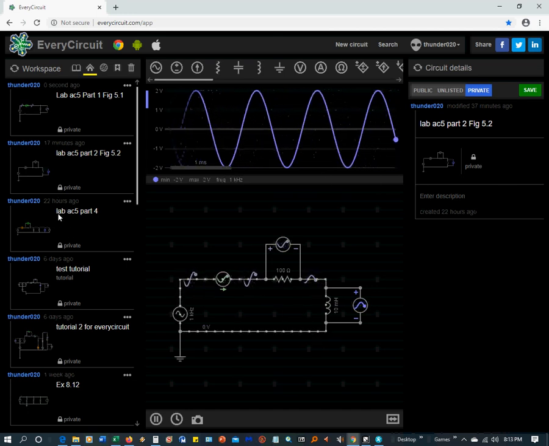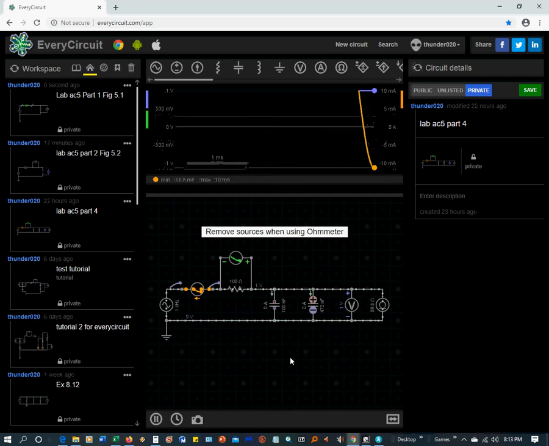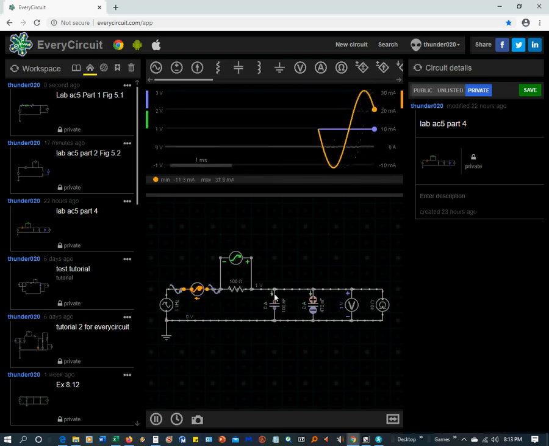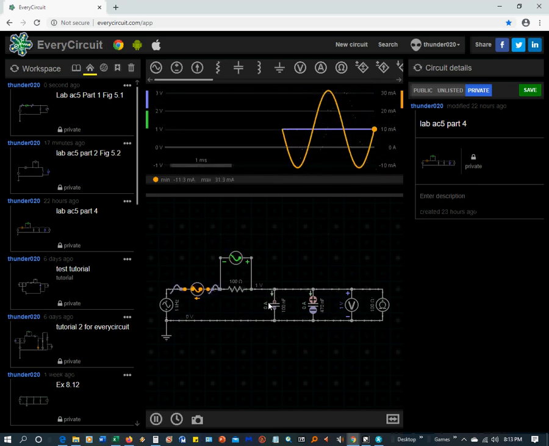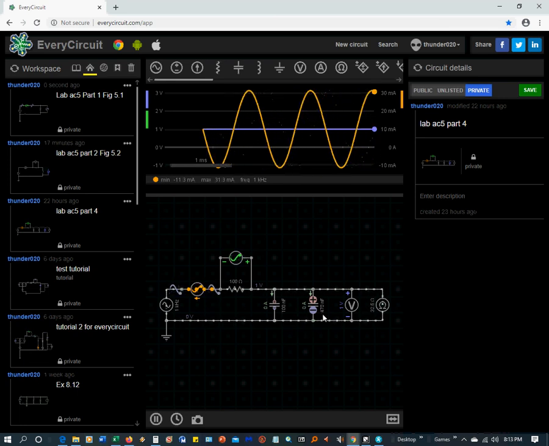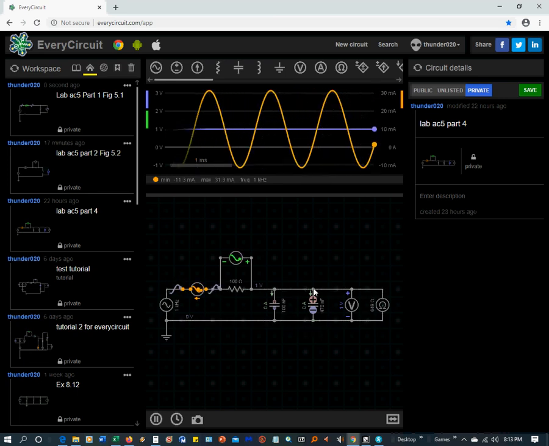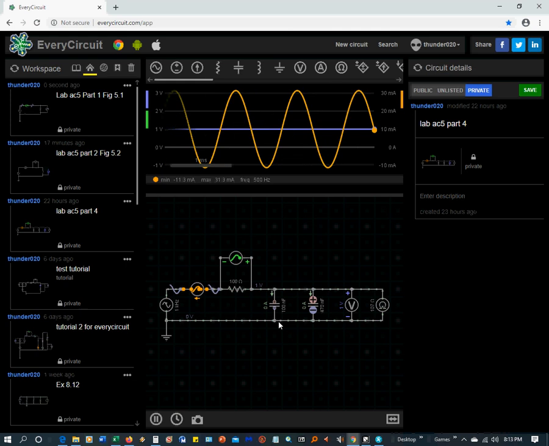Part 3 is, well, I actually did part 4. Part 3 is just with this capacitor, but then part 4, or the last exercise, you have to add this capacitor in front of it.